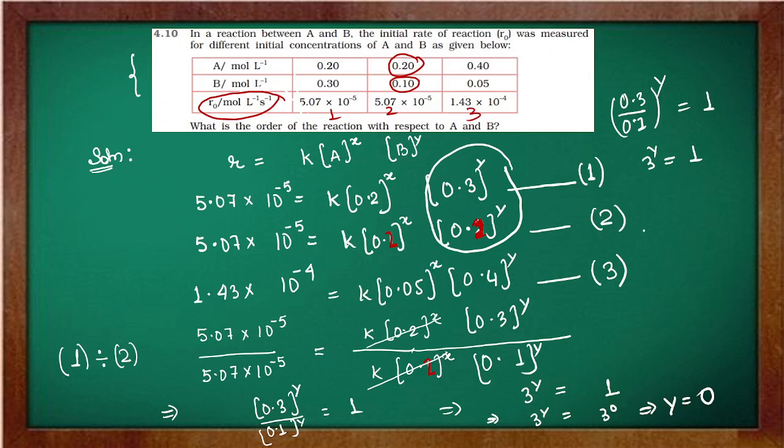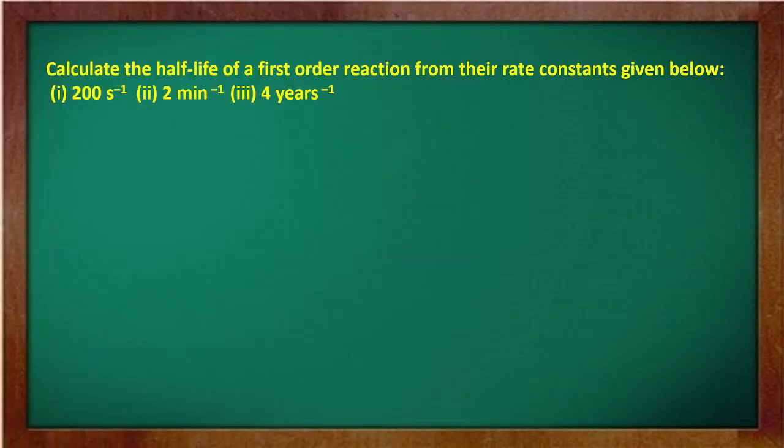So the order of the reaction with respect to B is 0, and you have to put the value of y in any of the equations and determine the value of x. Then you have to conclude by writing that the order of the reaction with respect to A will be this one. So this was your question.